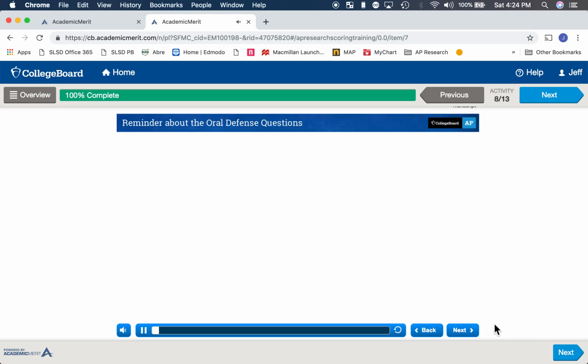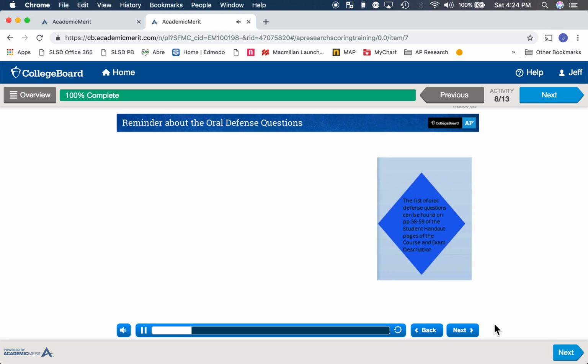Before we dig into row 5, I want to remind you about the oral defense questions section as a whole. Remember, the student will be asked 3 to 4 oral defense questions. 3 of those questions are to come from required lists that students have access to online via pages 58 to 59 of the course and exam description.